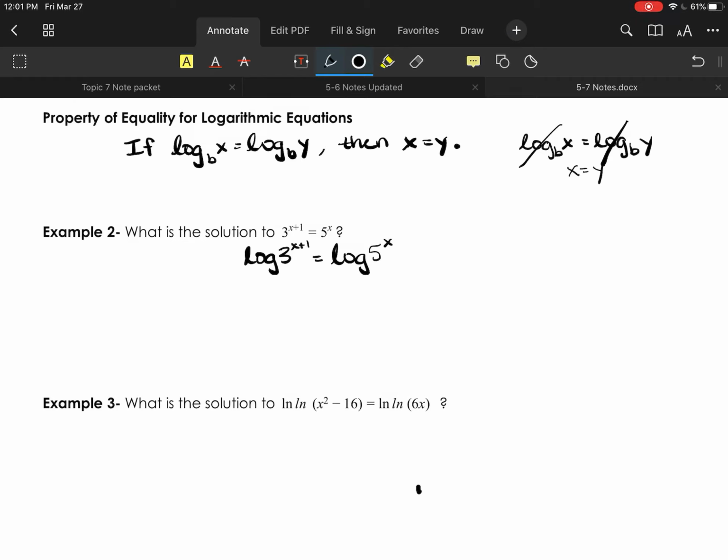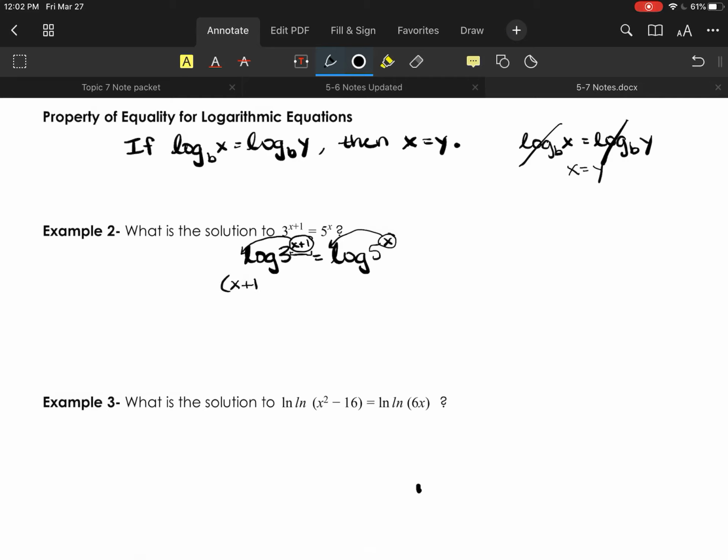So what does that allow me to do? Well, now I can use the power property that we learned in 5.6 to bring down the exponent as a coefficient. When you have one like this where it's x plus 1, put it in parentheses. It will help you because that needs to stay together. So that was the power property.